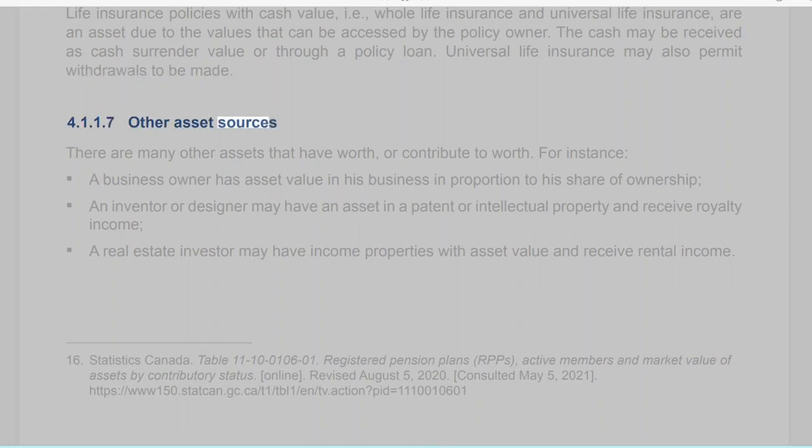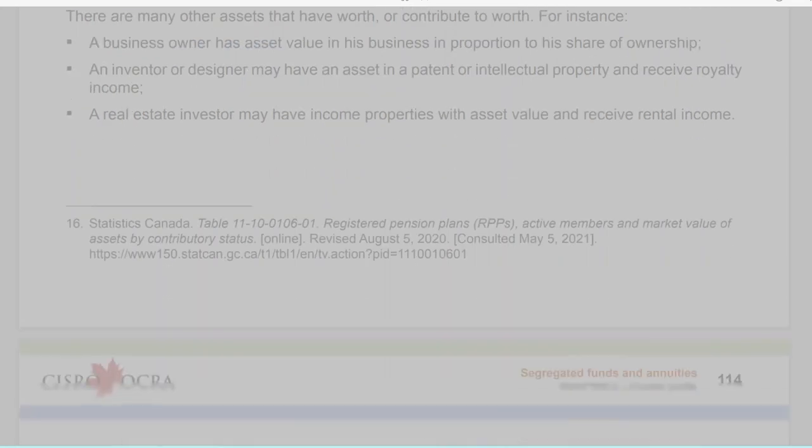4.1.1.7 Other Asset Sources. There are many other assets that have worth or contribute to worth. For instance, a business owner has asset value in his business in proportion to his share of ownership. An inventor or designer may have an asset in a patent or intellectual property and receive royalty income. A real estate investor may have income properties with asset value and receive rental income.